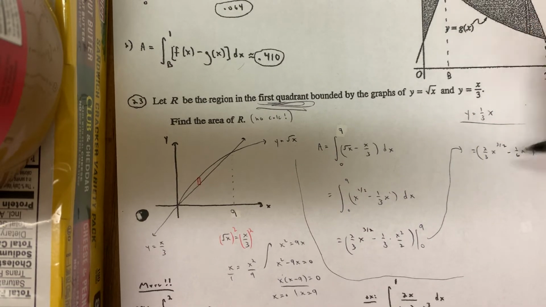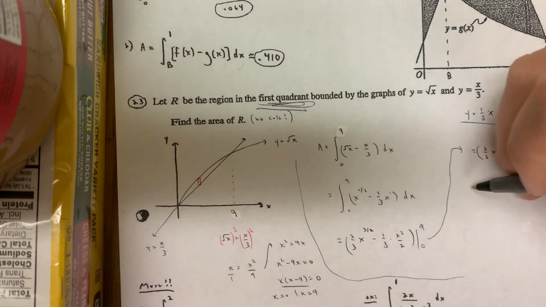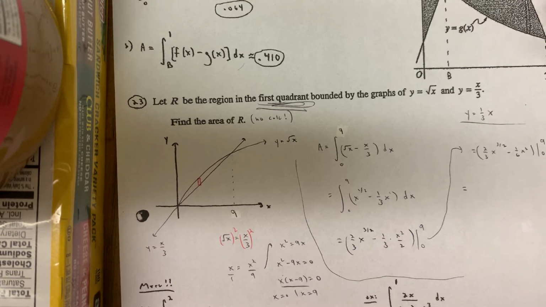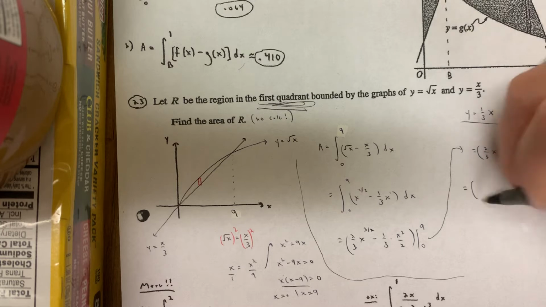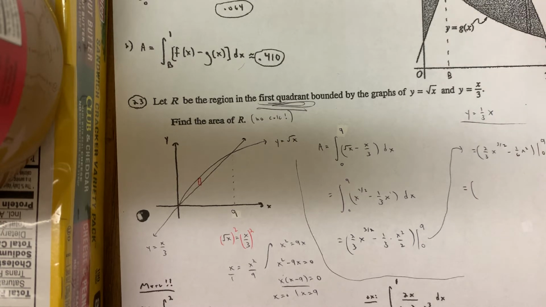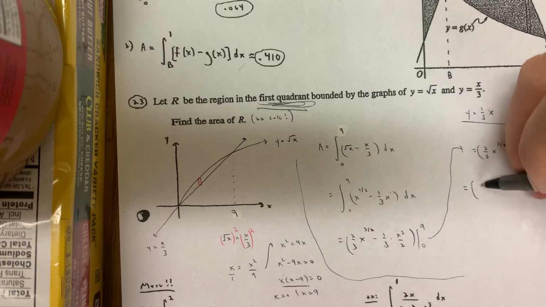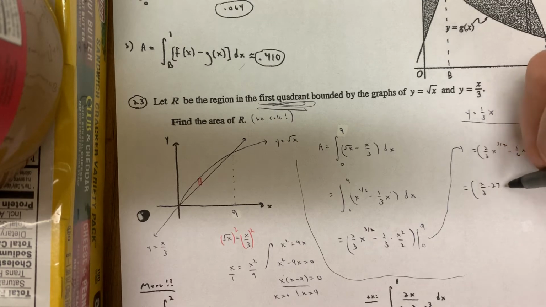I could already tell plugging in here is going to be extremely annoying. Let's dive right in, okay? You don't need to actually show the plugging in. Just be careful. The zero's sweet, though, right? If you plug in the 9, 9 to the 3 halves is the square root of 9, which is 3. Let's cube that 3, get a 27. So 2/3 times 27, I'll write it up that way.